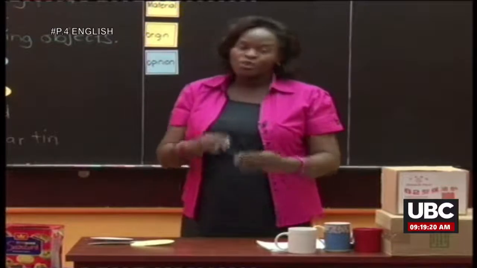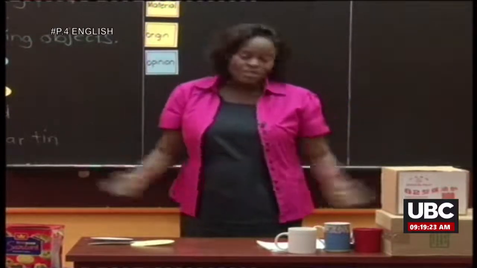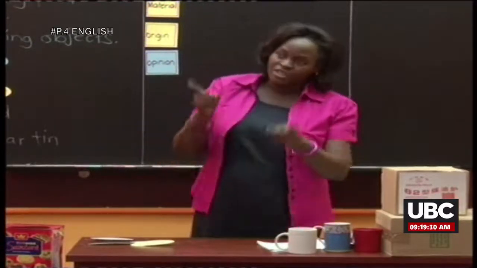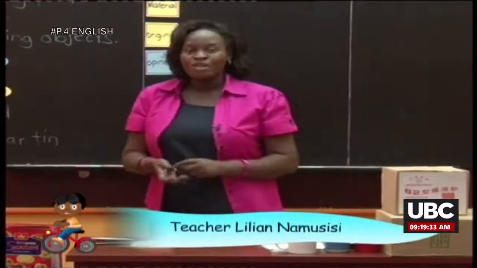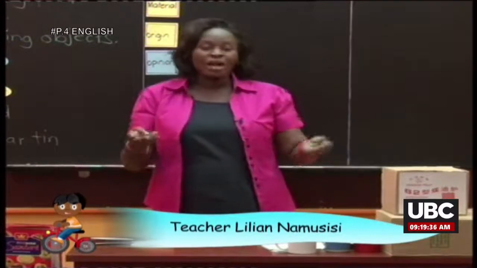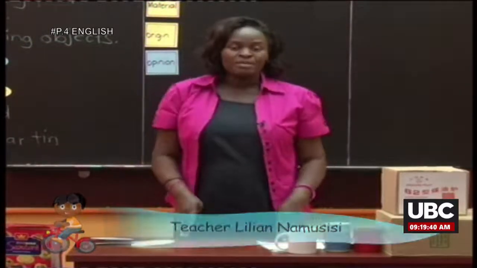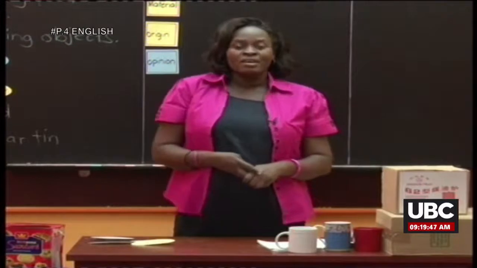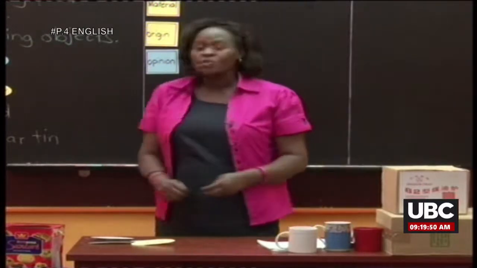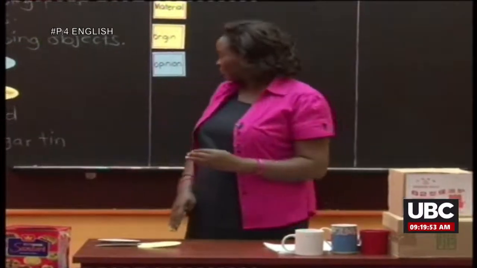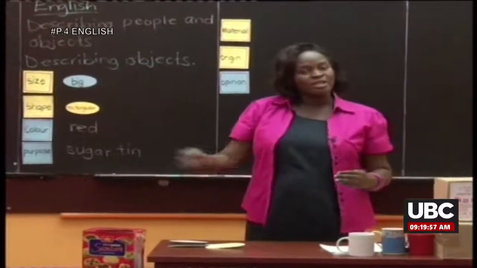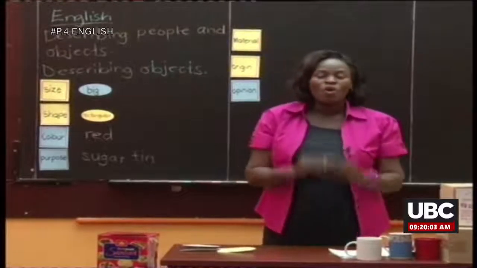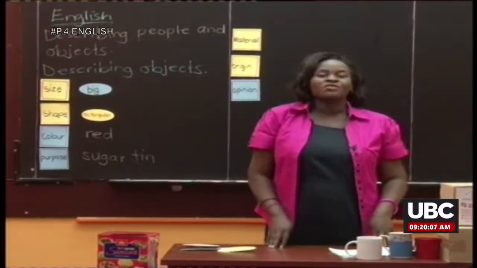And what do we consider? We consider the size of the object. We also consider the shape. How is it shaped? You know the shapes of rectangle, circle, oval, and so on. We also consider the color. What's the color of the object you're talking about if you want to describe it? For example, a car, you're talking about a white car. You're talking about a red car, and so on. And also, we look at the purpose when you want to describe. For example, you can call it a sugar tin, a dustbin, and so on. You are describing the purpose of the object. That's how you can get the adjective to describe it.